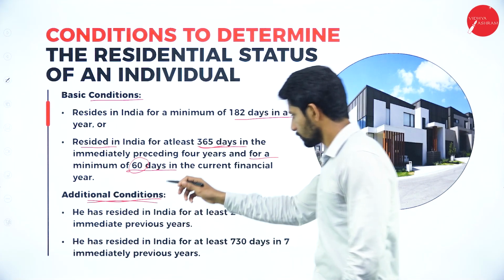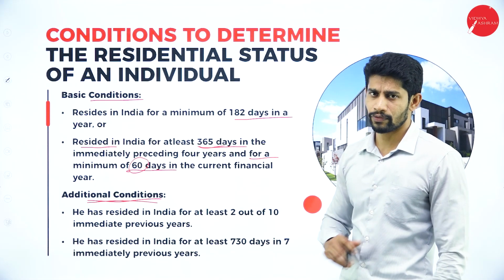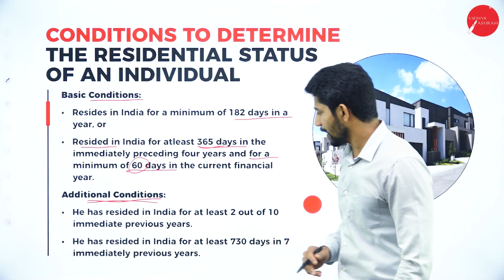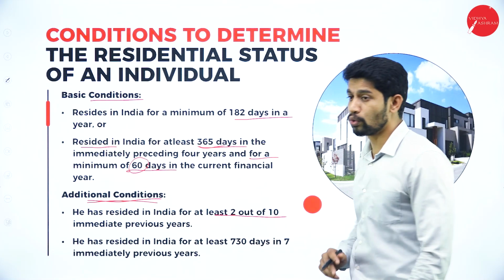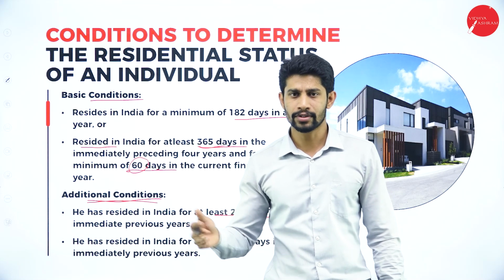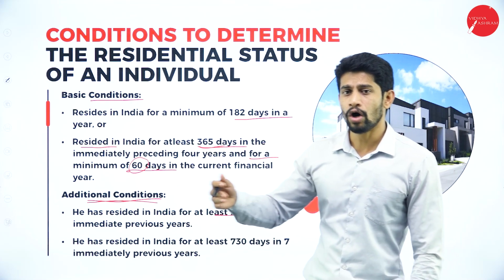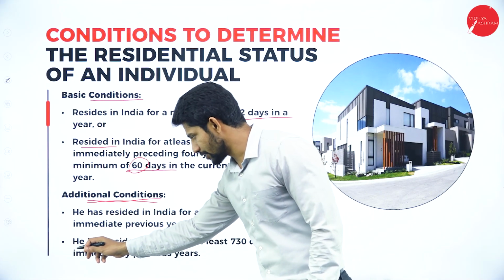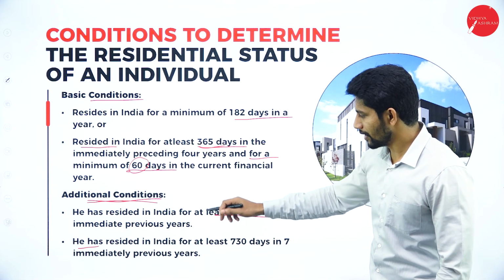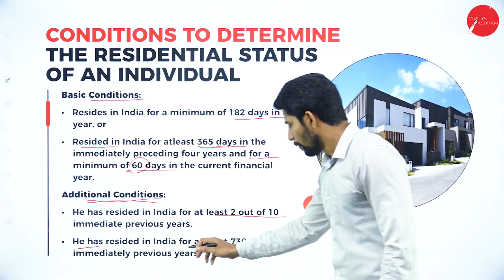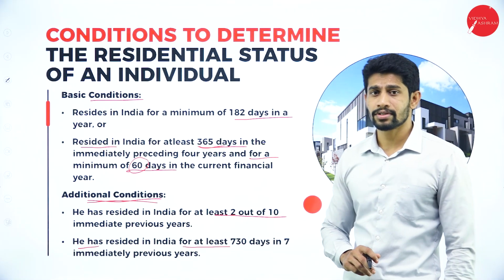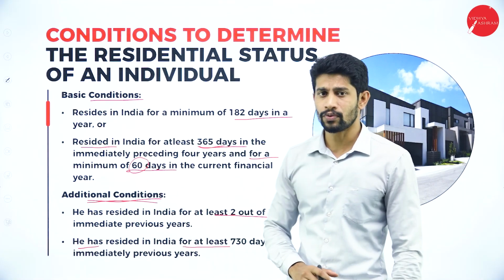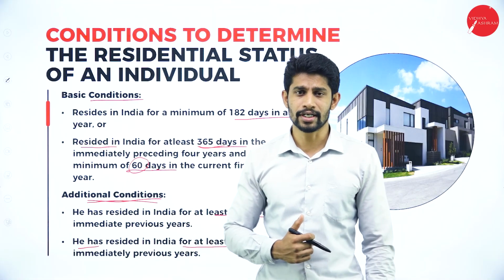So next, additional conditions. Which are those additional conditions we have? The first one: he has resided in India for at least 2 years out of 10 years. That means a person should be in India at least for 2 years out of the last 10 previous years. And the second additional condition: he has resided in India for at least 730 days out of 7 previous years. So these 4 are the conditions we have in order to determine the residential status of an individual person.